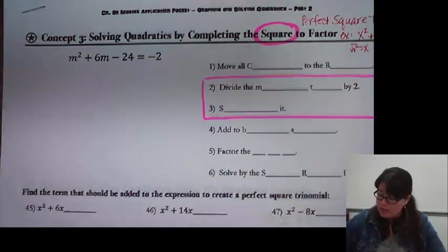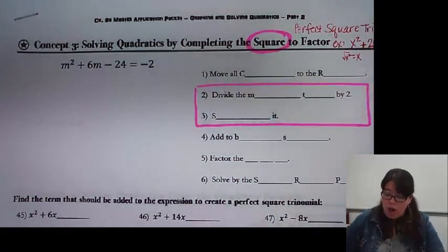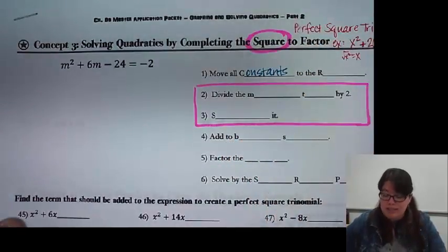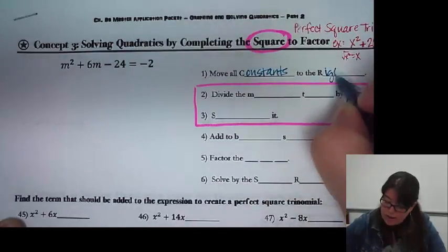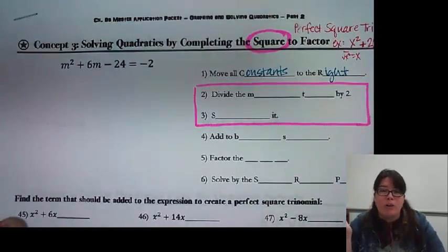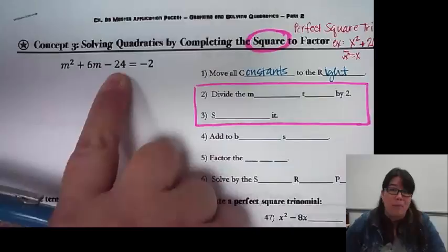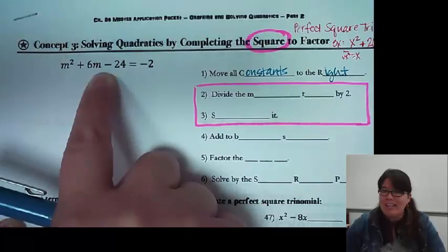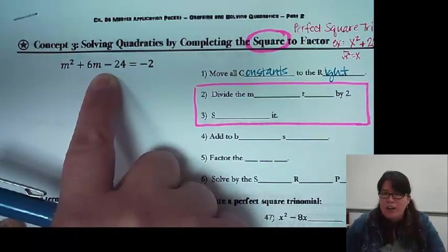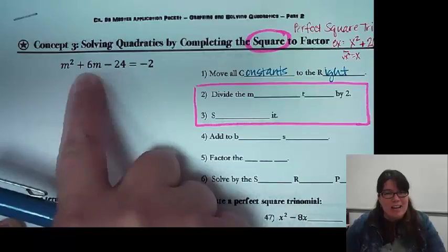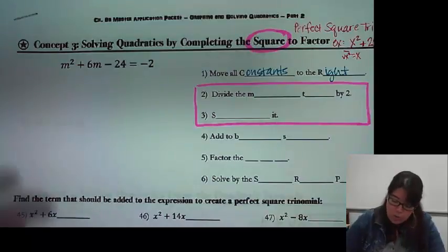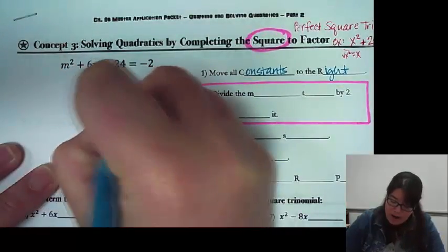First thing that we're going to want to do is move all of the constants to the right. Remember, the last term of a perfect square trinomial is a perfect square number, and this number, 24, is not a perfect square number. And even if I were to add 2 and move this over, it still is not a perfect square number. So there's not really any way that I can factor this nicely to be able to use the square root property and solve for x. So I'm going to go ahead and move this number out of the way.